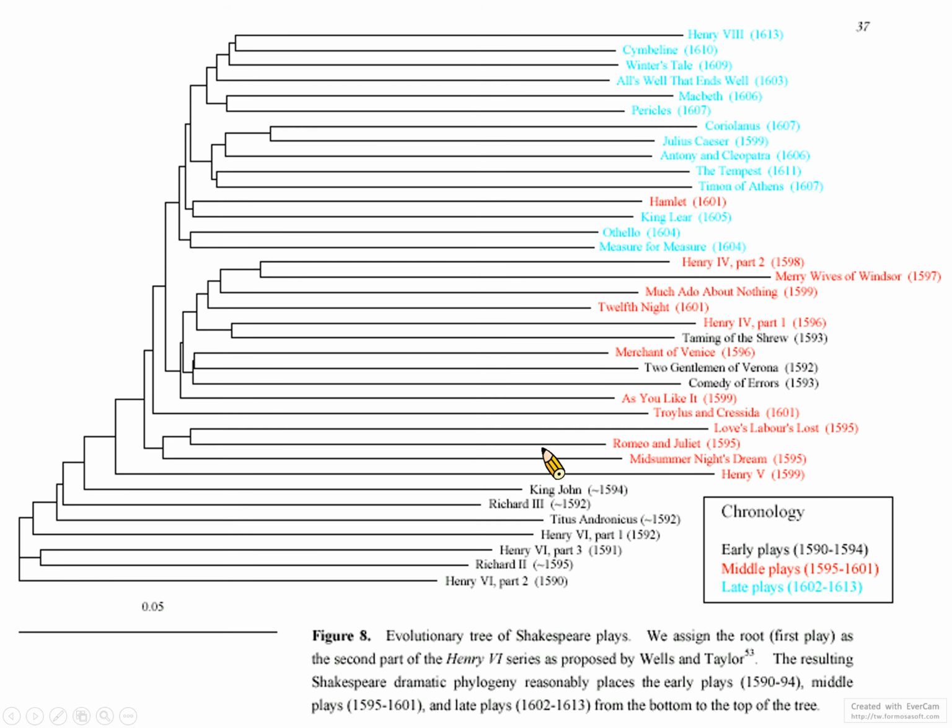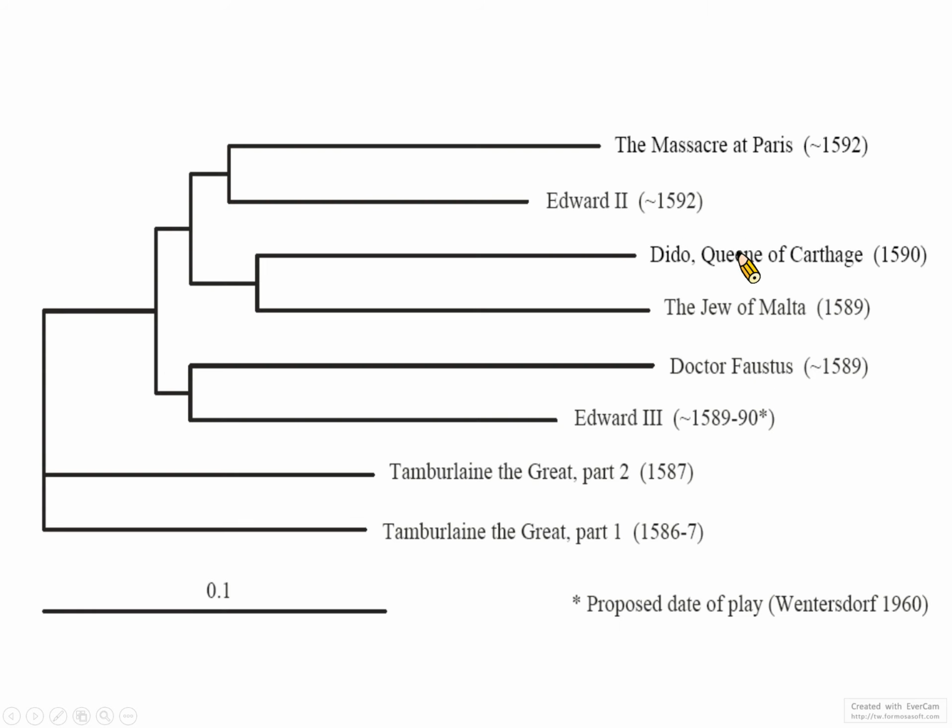And also we can use this method to identify the chronology of the plays. If we assign the root of this cluster or phylogenetic tree, then we can roughly identify the early, middle and late plays by Shakespeare. So this tree is actually meaningful in terms of time. And also for Marlowe's plays, we can identify the chronology of Marlowe's plays.